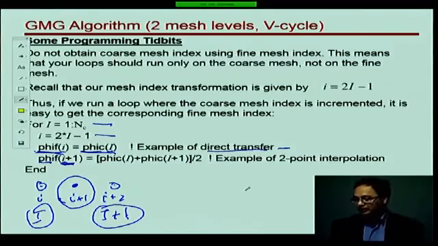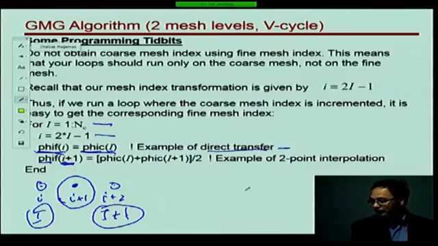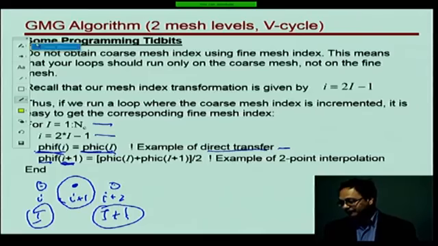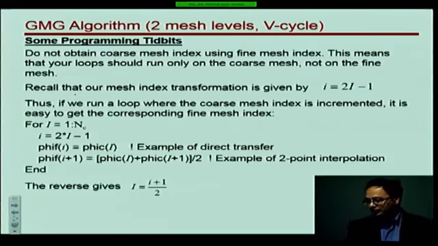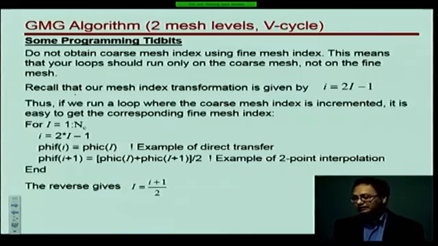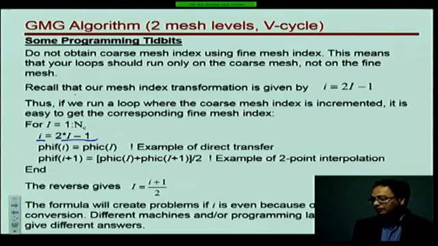Do not do the reverse. Why? Because here is what will happen. You will get into floating point operation problems. If you do the reverse, this is how you have to get the index: capital I is equal to small i plus 1 divided by 2. That's what this formula gives you. Unfortunately, that problem will create errors every time you have an i which is even.